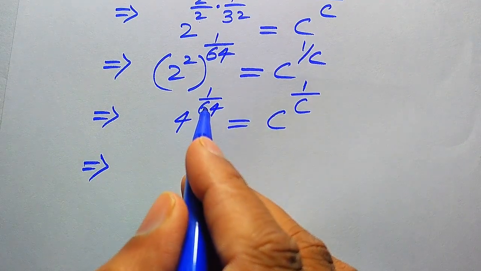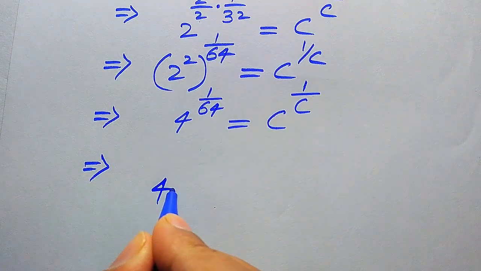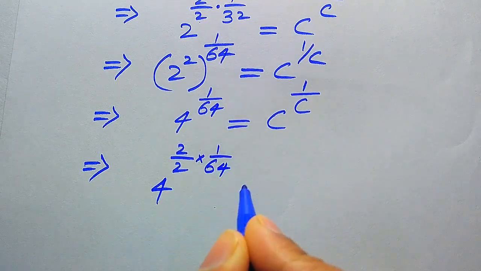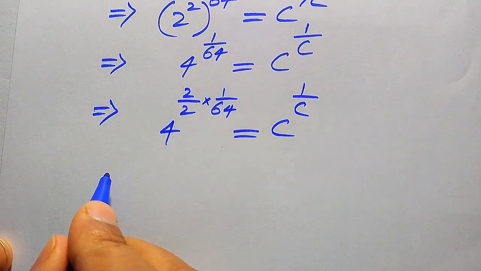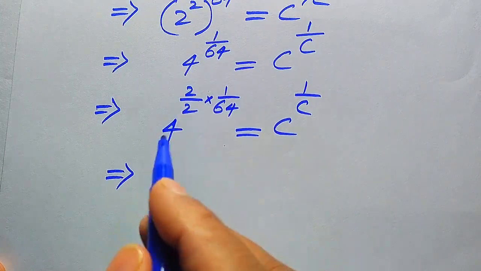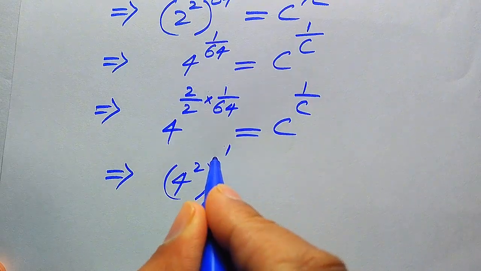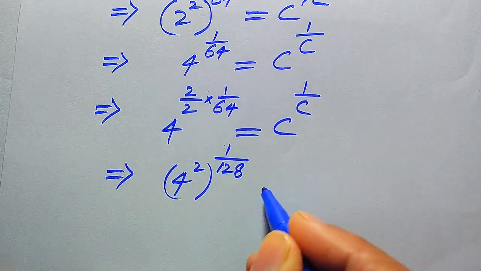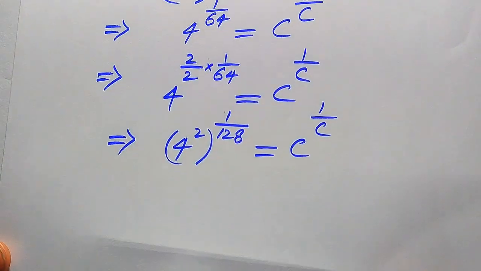Okay, so here we again multiply and divide the exponent of 4 by 2, and it will become 4 to the power of 2 over 2 multiplied by 1 over 64 is equal to c to the power of 1 over c. And now in the next step we need to multiply these two terms, and we move this 2 inside the term and it will become 4 squared, and its whole power is 1 over 2 times 64, which becomes 128, is equal to c to the power of 1 over c.